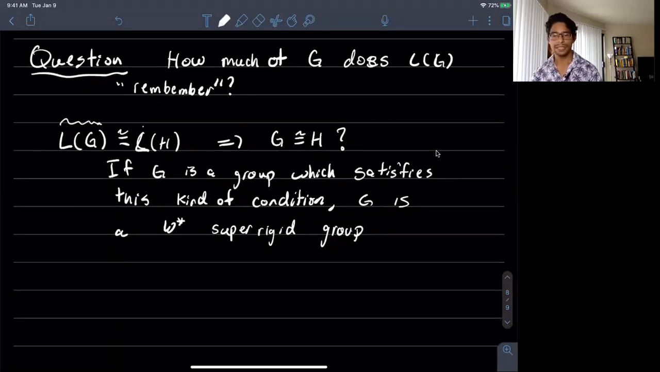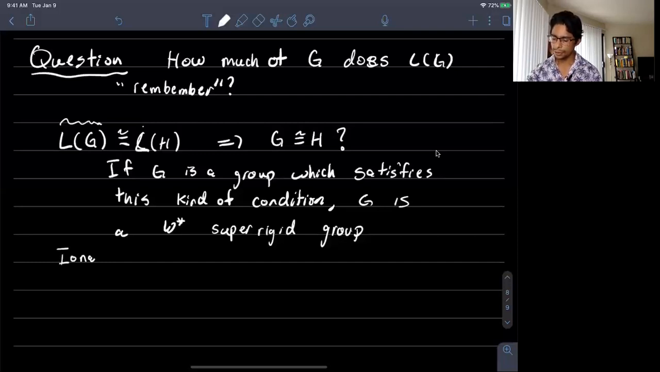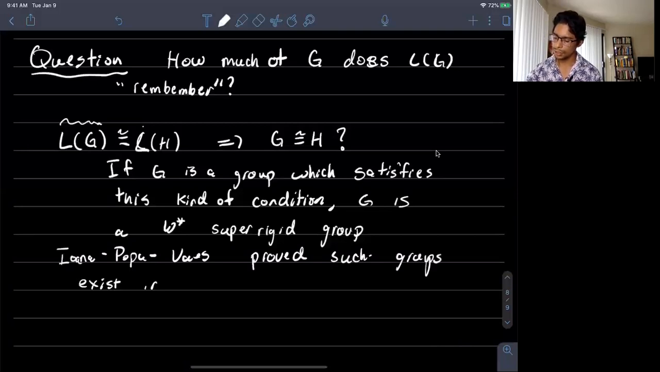In fact, some of the first examples of such groups weren't uncovered until, I'm blanking on the exact dates, it's either 2011 or 2009, by Ioana, Popa, and Vaes. So these kinds of results are really hard to come by. Let me just write that down. Ioana, Popa, and Vaes proved such groups exist in, I want to say, 09. I'm going to put a question mark there.